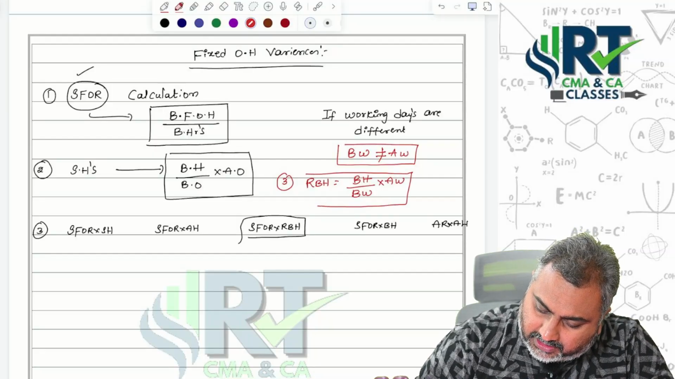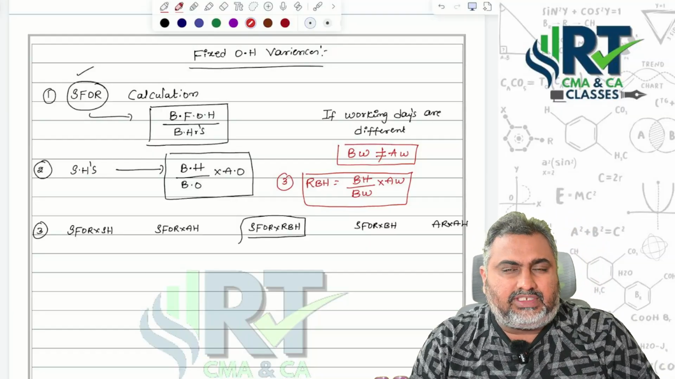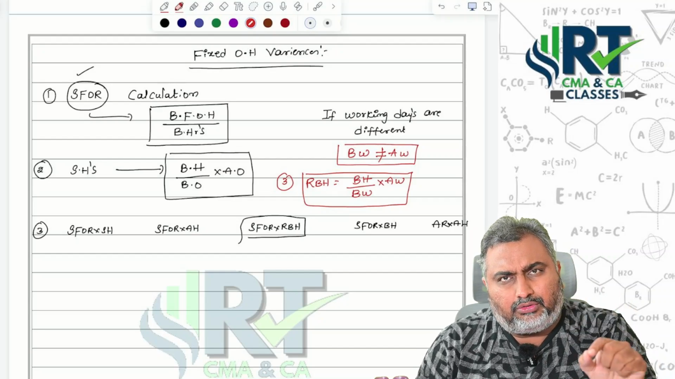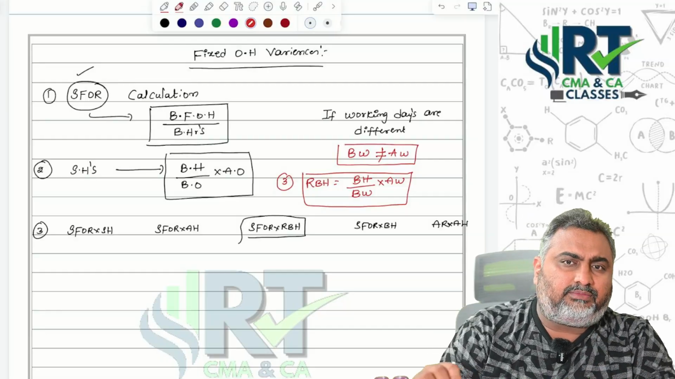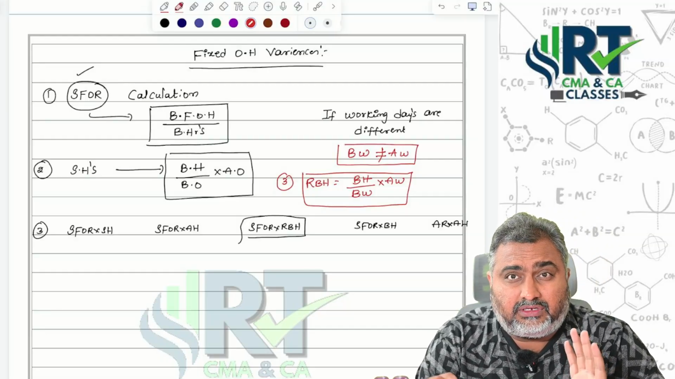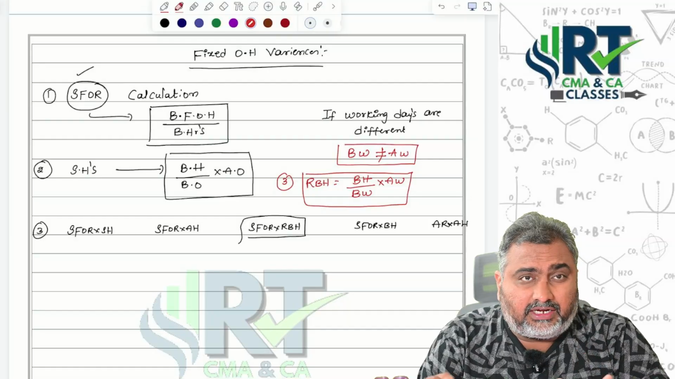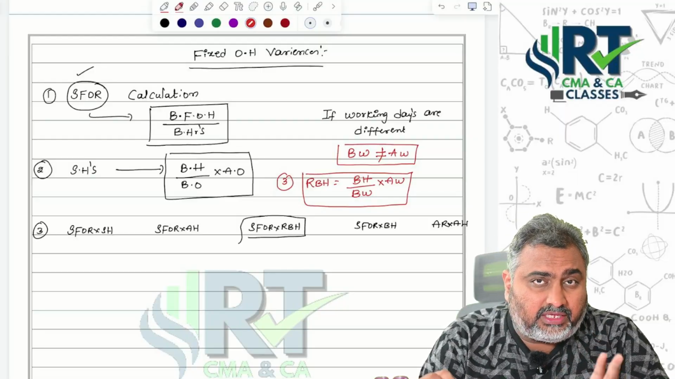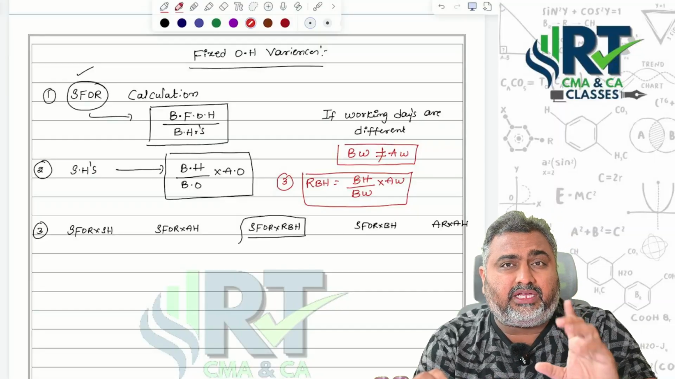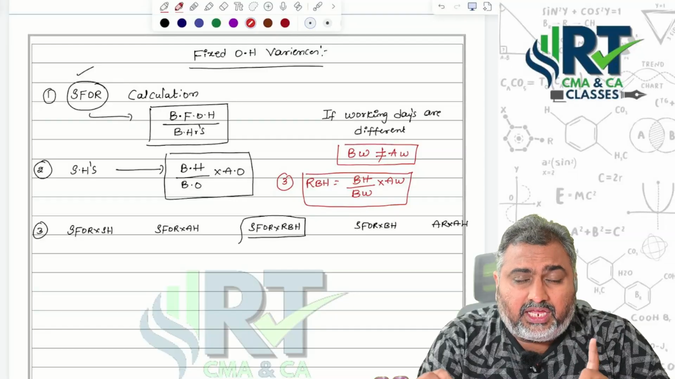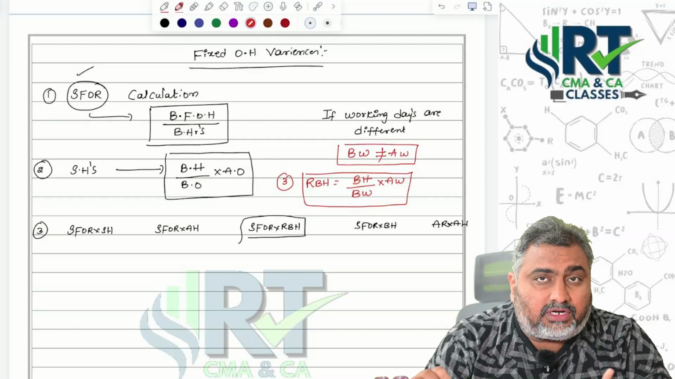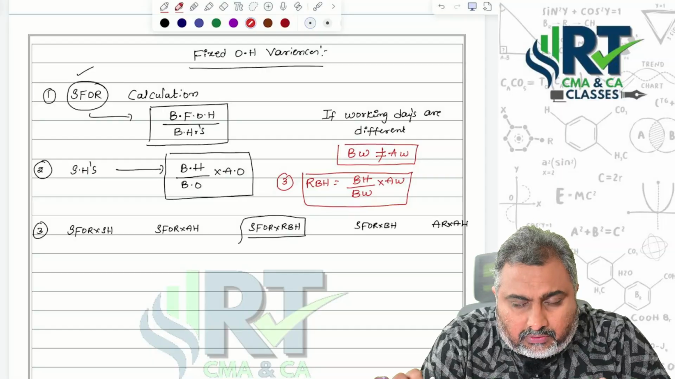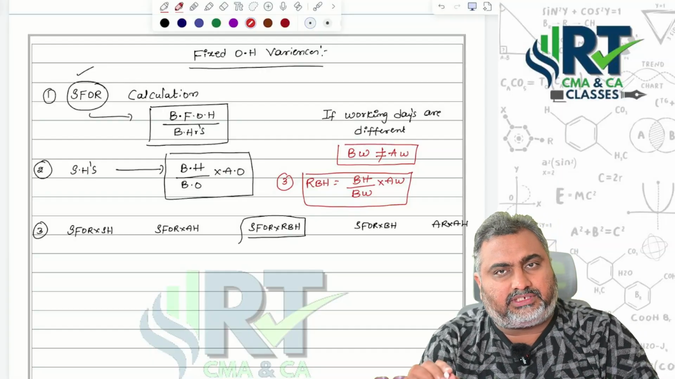Then what we will get? Revised budgeted hours. What is the formula? Budgeted hours divided by budgeted working days into actual working days gives you revised budgeted hours. Don't get confused: if budgeted working days and actual working days are given, it doesn't mean that RBH will come into the picture. Only if budgeted working days and actual working days are not equal, then only RBH will come into the picture.